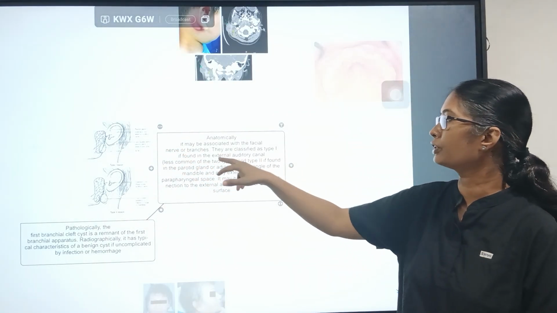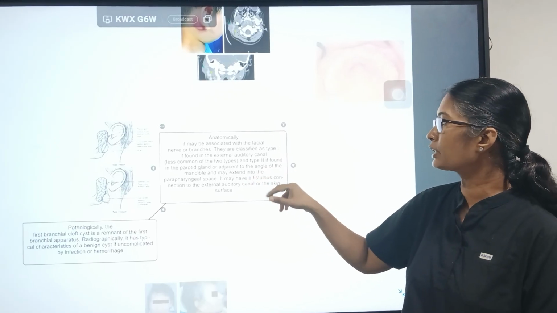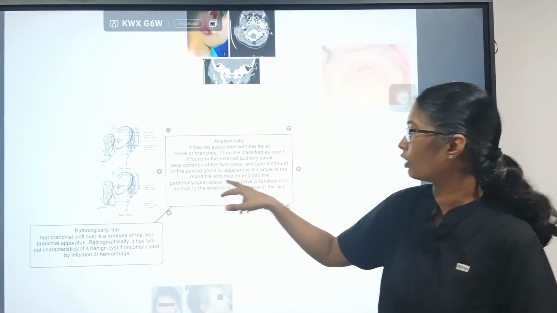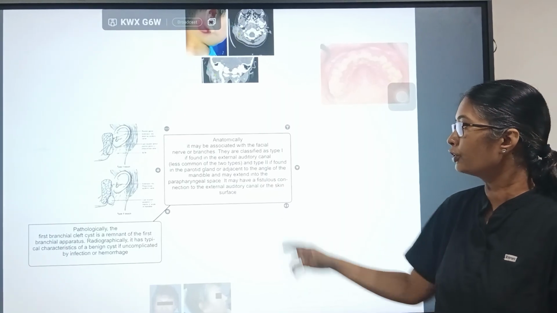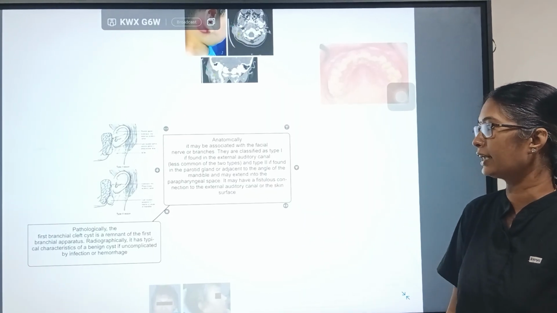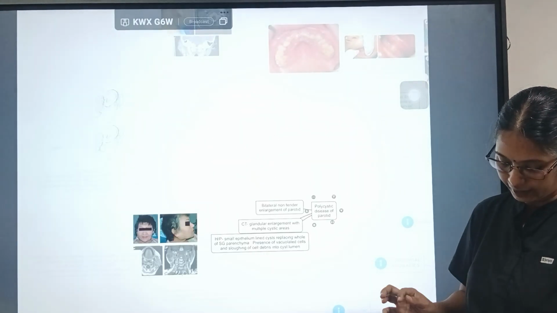Type 1 is associated with the external auditory canal, which is the less common one, whereas type 2 is found in the parotid gland or adjacent to the angle of the mandible and may extend into the parapharyngeal space. It may have a fistulous connection to the external auditory canal or the skin surface. So that was the first branchial cleft cyst.